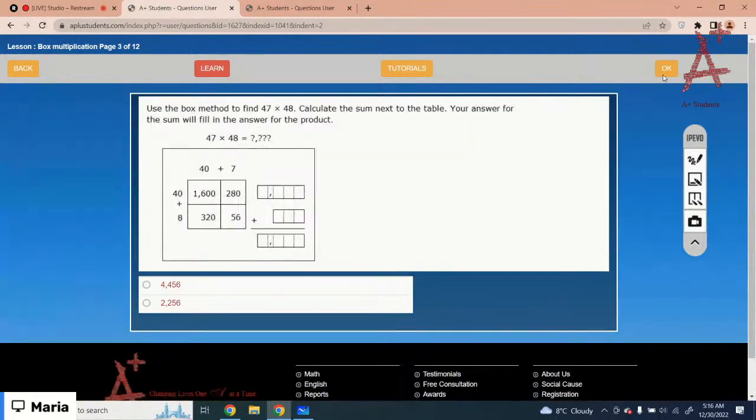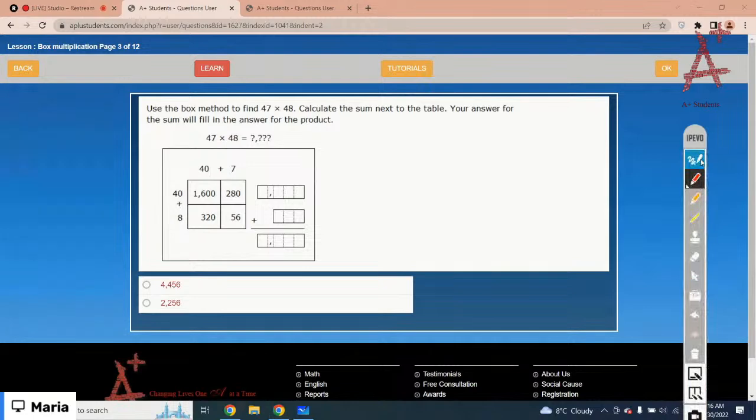The next one is use the box method to find 47 times 48. Calculate the sum next to the table. Your answer for the sum will fill in the answer for the product. So half of the question is already done. We just have to add them. Got it? So just add the numbers on the same row. 1600 and 280: you have to add 1600 plus 280. Got it? Then 320 plus 56.